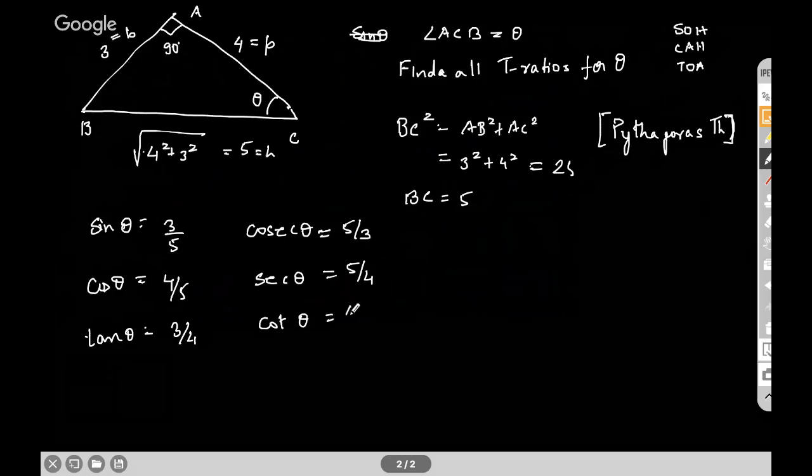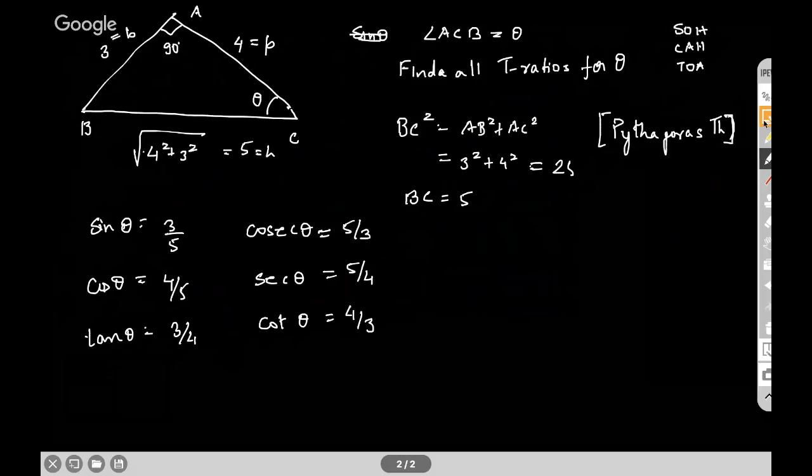cot theta is 4 upon 3. Okay, it's always a good check to see if the ratios are making sense. So tan theta 3 by 4, cot theta 4 by 3, and their multiplication should be 1. So it is 1. Cos theta into sec theta should be 1. It is 1. Sin theta and cosec theta when multiplied should be 1, and it's 1. So hence these are some 1 marker, 2 marker questions that could be like that.